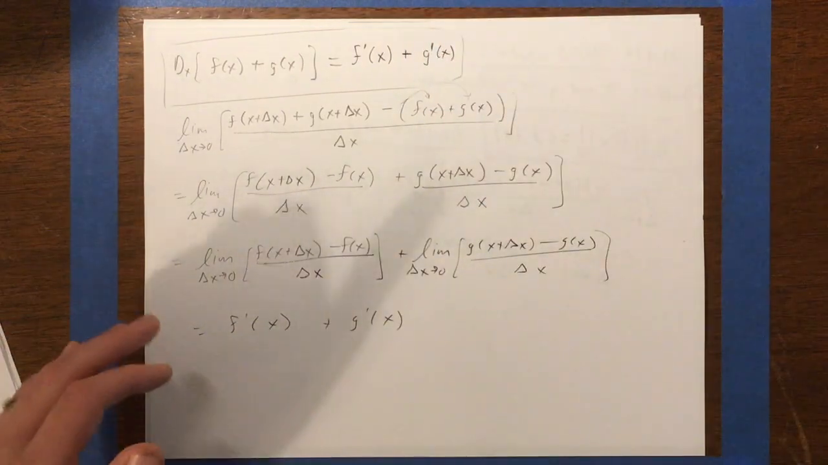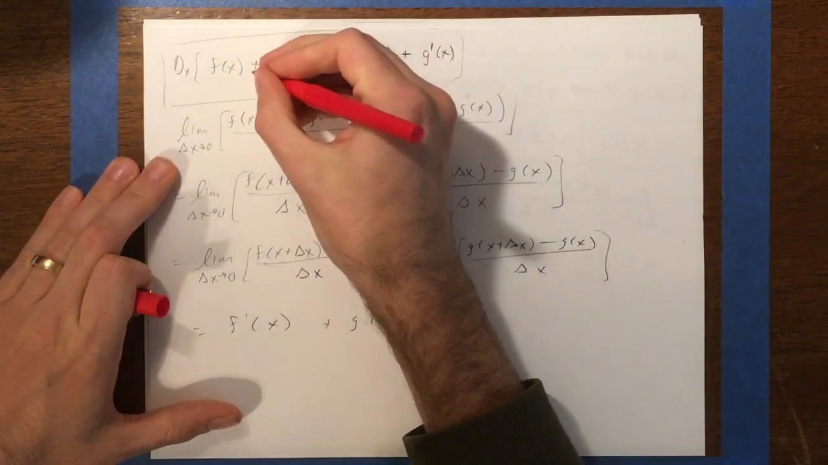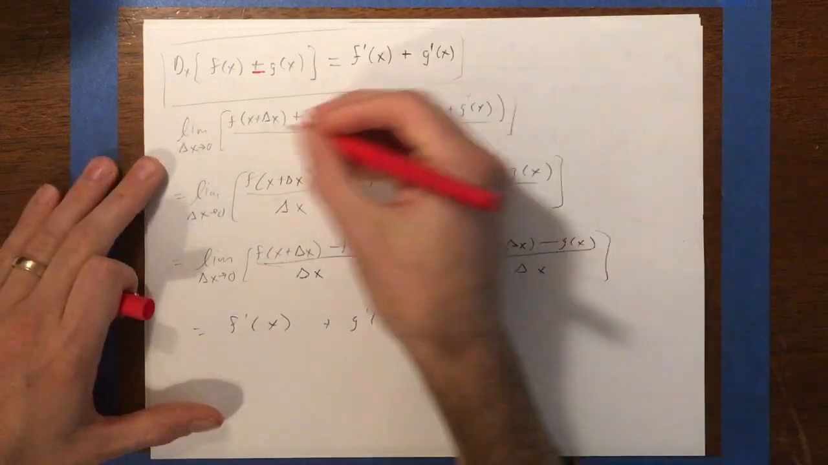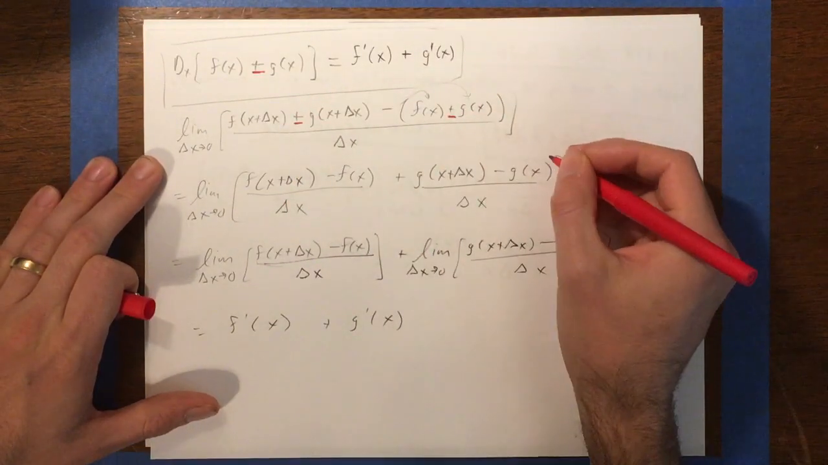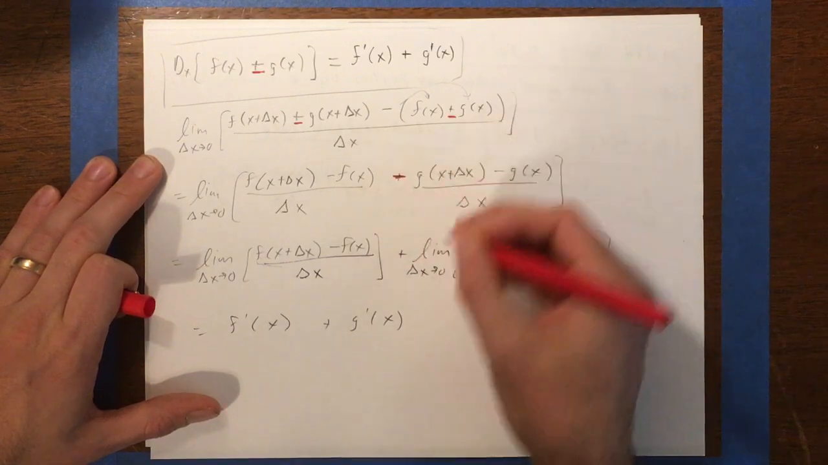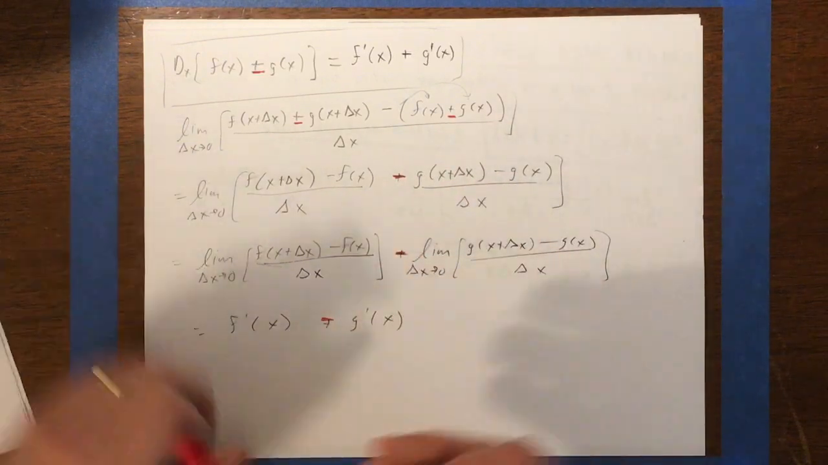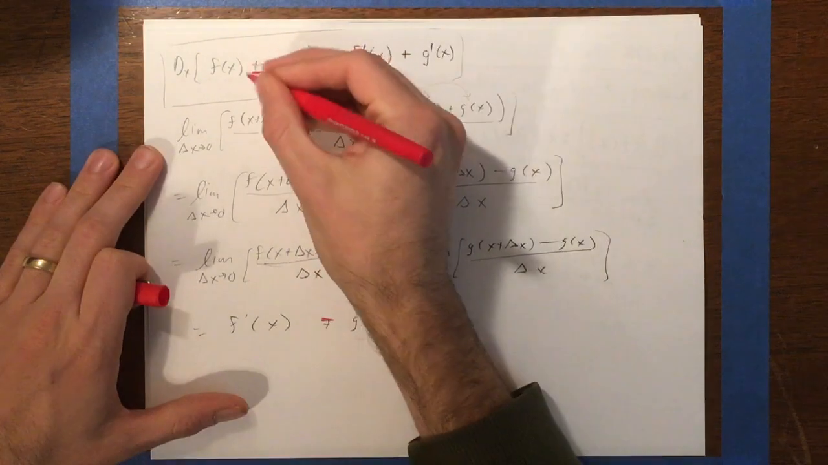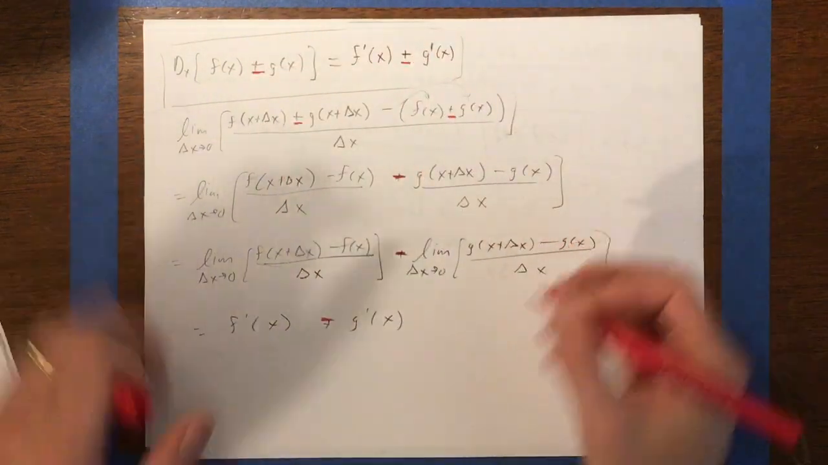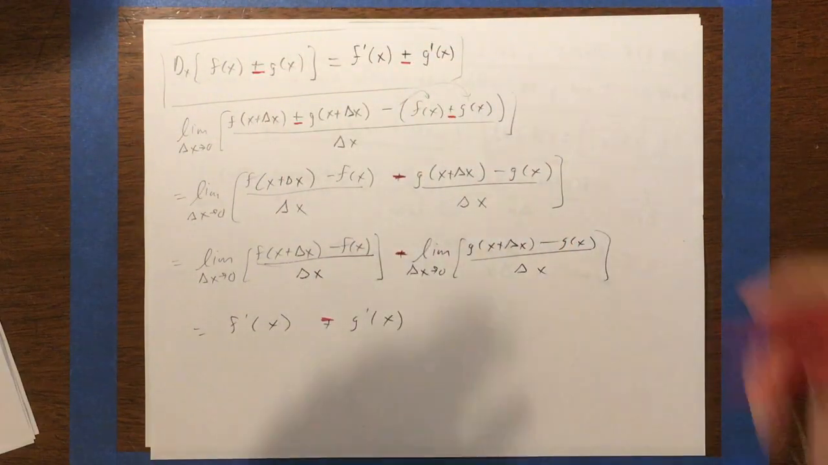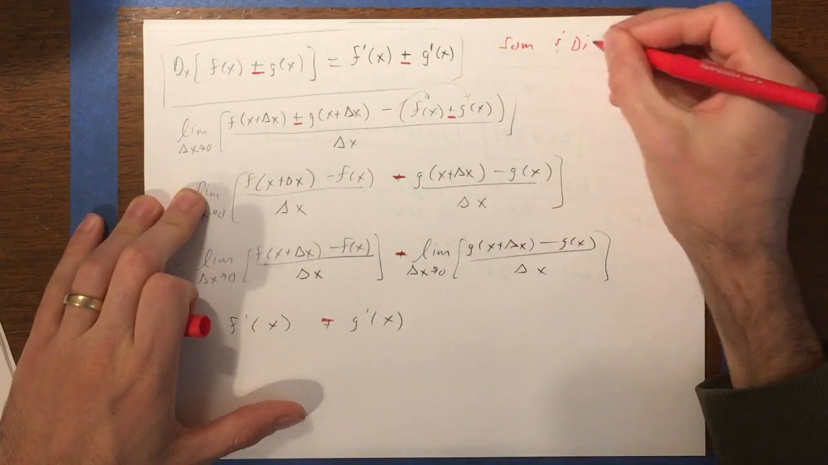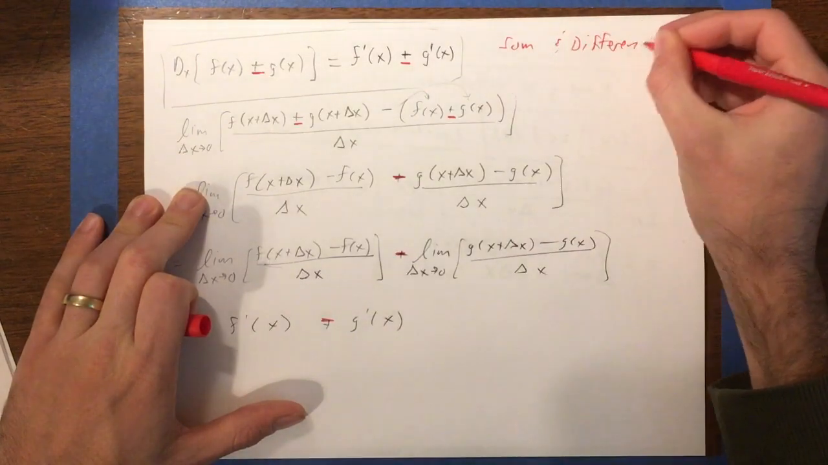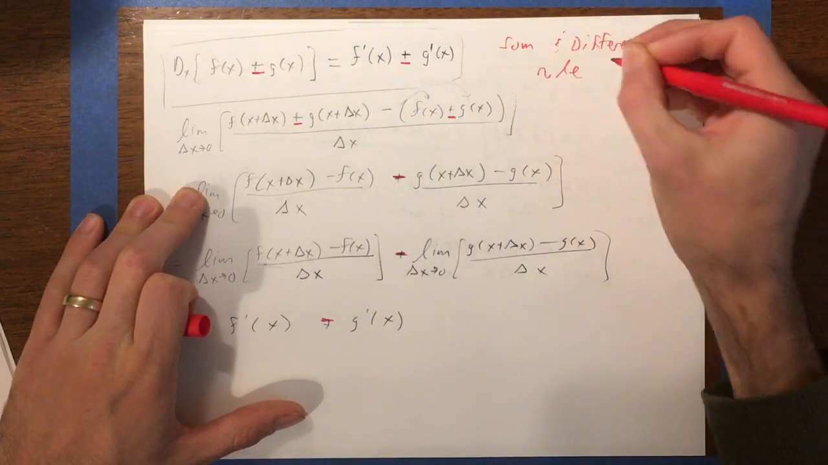And if instead of addition, this were subtraction, this would all work out very similarly, where that's a minus and that's a minus, and then this becomes a minus, and this becomes a minus, and this becomes a minus. And then if this were in fact subtraction, this would be subtraction as well. So these are called the sum and difference rules for differentiation.